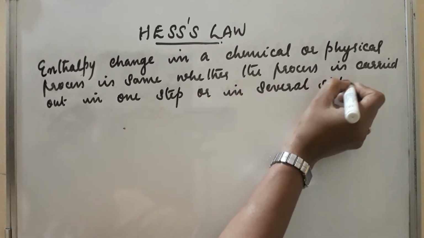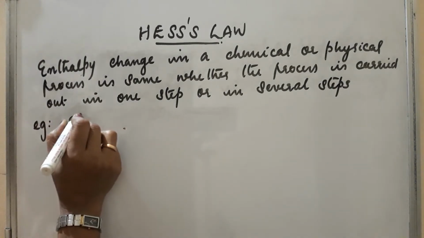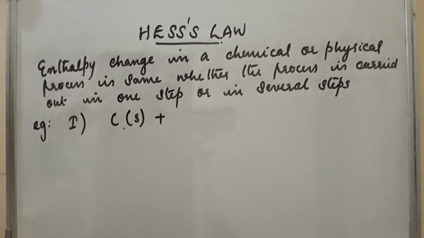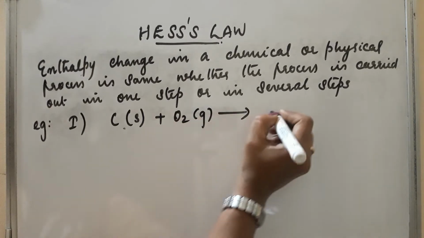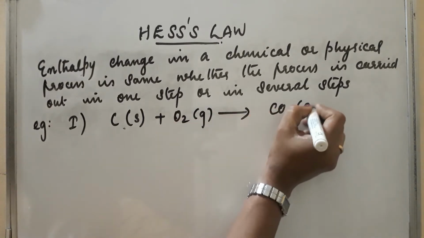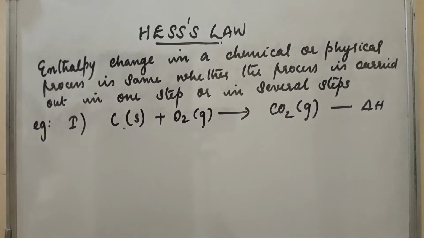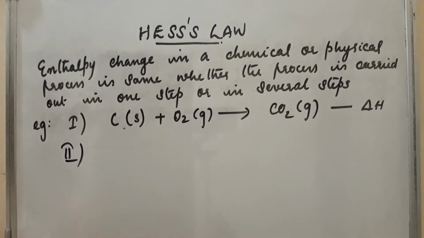Example, let's take an example. In the first case, carbon plus O2 gas gives carbon dioxide gas. The enthalpy change is delta H. This is the reaction. It can take place in two intermediate steps.